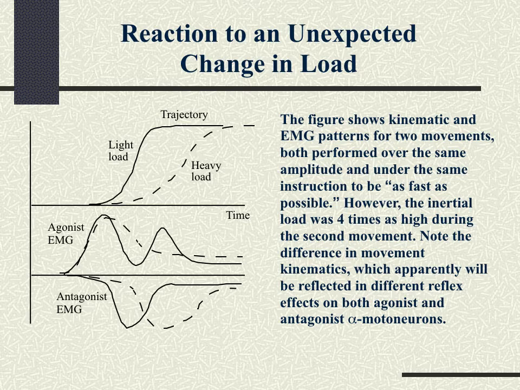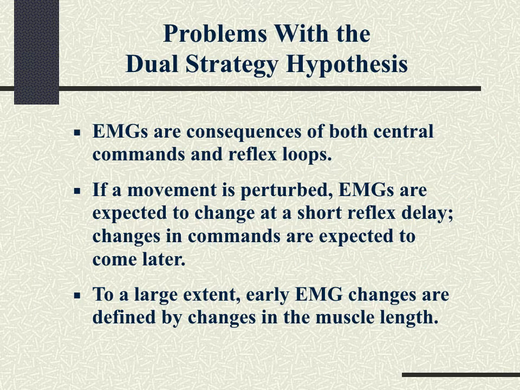So we can't say that EMG patterns are reliable of only central control signals. Correct? Right. So they tell us the problems with this dual strategy hypothesis: EMGs are, there it is, what I just said, consequences of both. If a movement is perturbed, then we do see a change in EMG.